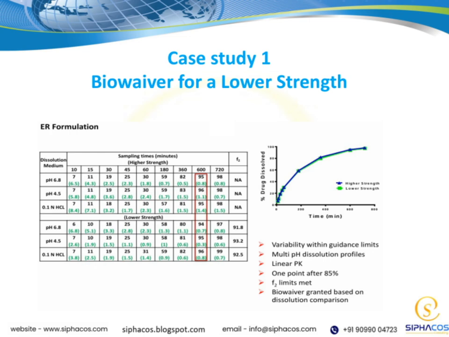In this case, the key points revolve around demonstrating that the lower strength has similar dissolution and pharmacokinetic profiles as the higher strength. This ensures consistent performance and safety. The case highlights the importance of establishing that the excipients and formulation are similar enough to justify a biowaiver, which can save both time and resources.